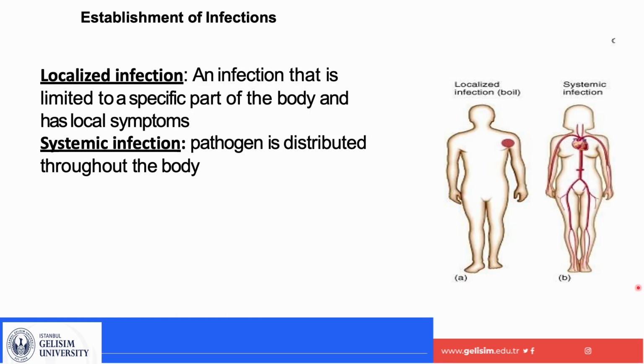All right, so when we're talking about localized infections, we're referring to an infection that's confined to a specific part of the body, and it has local symptoms such as redness, swelling, and pain. Now, systemic infection, on the other hand, as the name implies, refers to an infection in which the pathogen has spread throughout the body, and it affects multiple organs, multiple systems. So it's causing more severe symptoms.